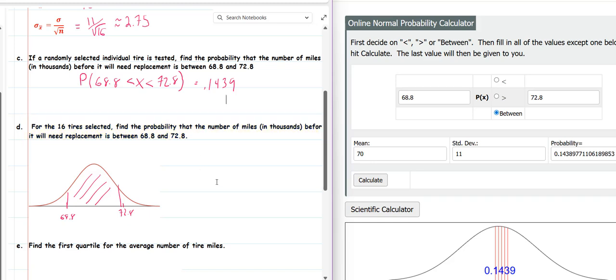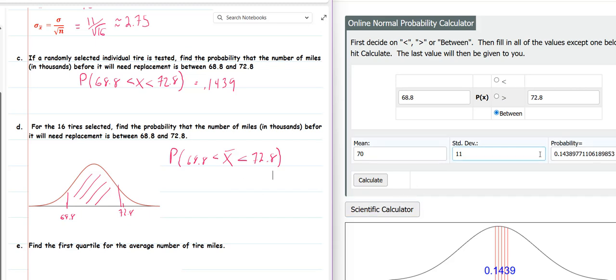Now the next question is almost the same, but it's about the average of the 16 tires selected. So for this we need to use the X bar distribution. So here we want the probability 68.8 less than X bar less than 72.8. So the only difference is the standard deviation in this distribution.